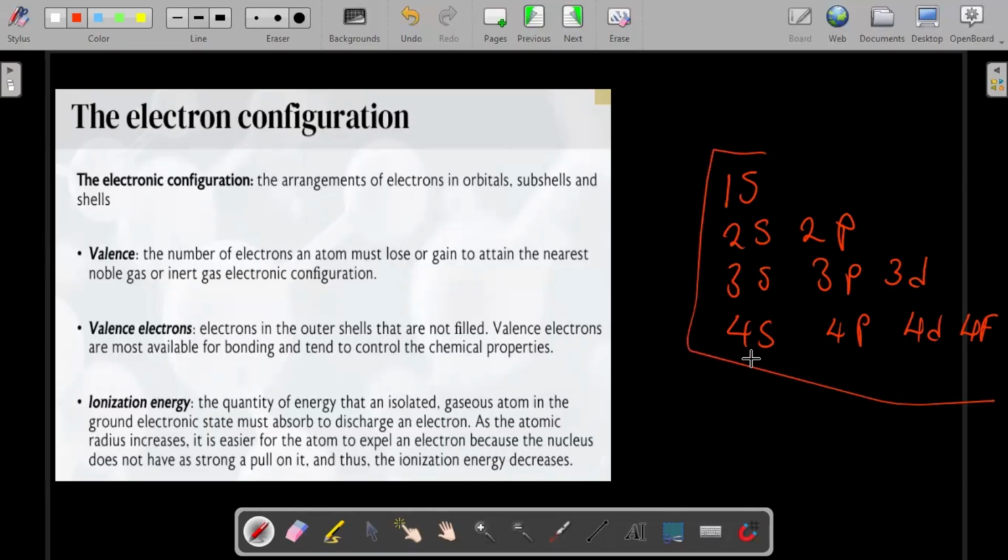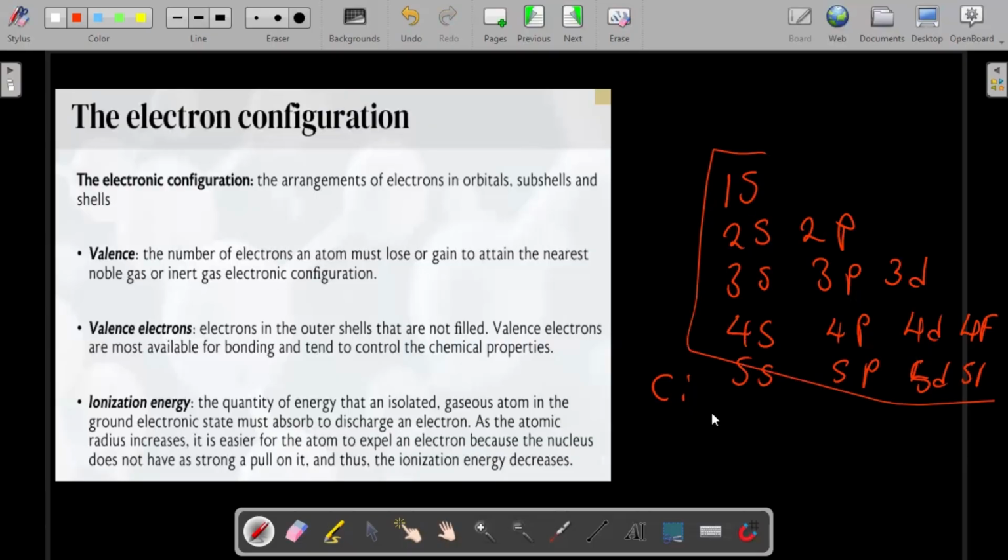Then you can have the 5s, the 5p, the 5d, the 5f, then the 5g, in that arrangement. This is the arrangement you need to know when arranging your electrons in orbitals. For example, let's say they tell us to find the electron configuration for carbon. The electron configuration for carbon is going to look like this.